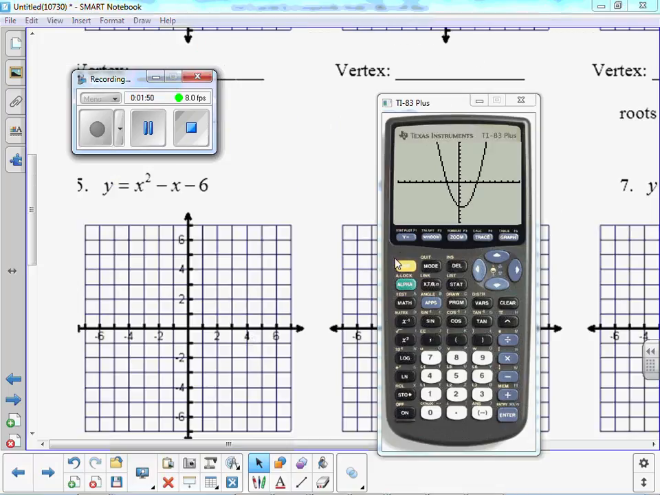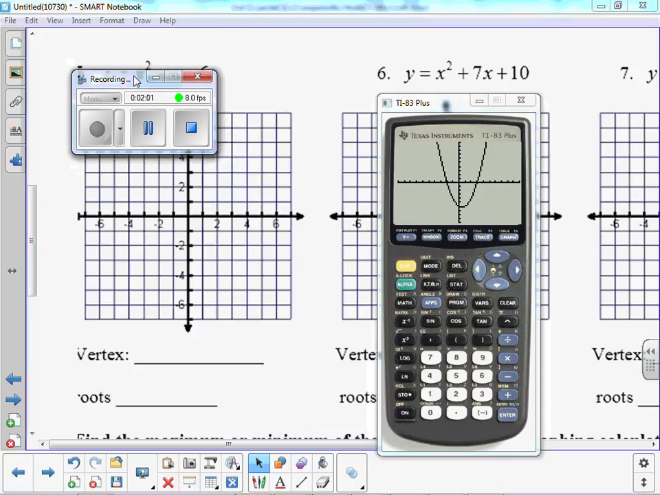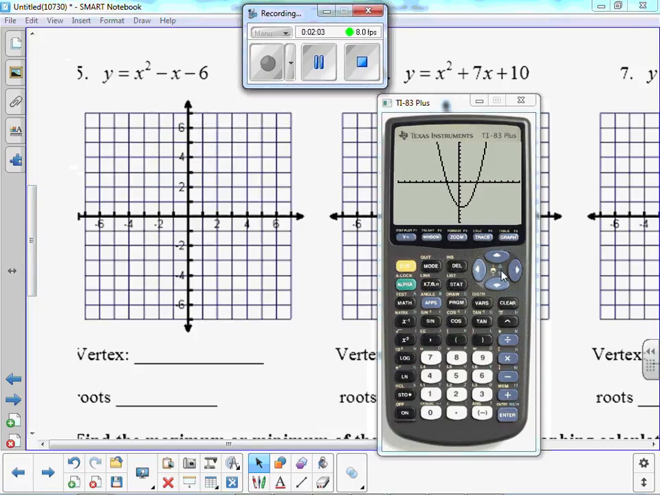Okay, number 5, I've already graphed it. And there's two different ways you can complete number 5 to find the roots and to find the vertex, which is the two things we need. I'll move this out of the way. So first of all, what is a vertex?